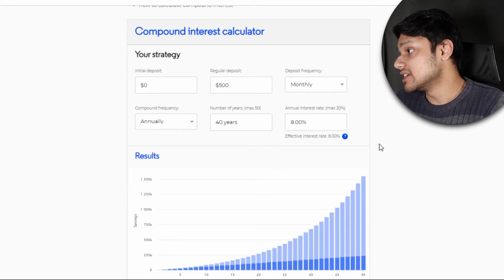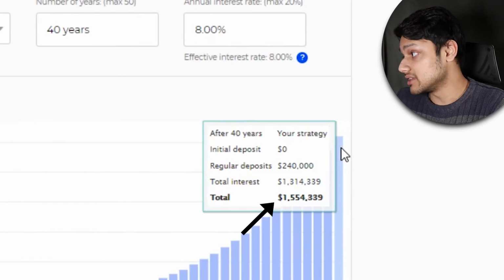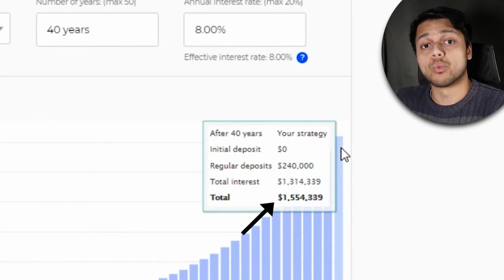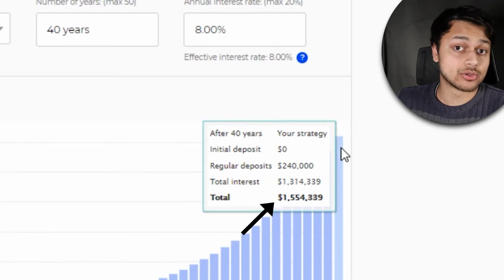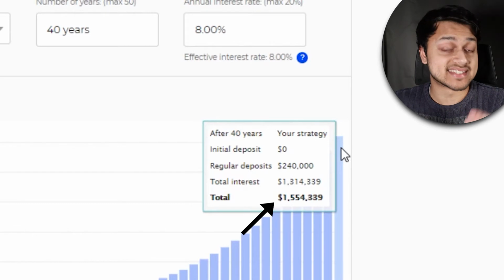And after 40 years, the investment amount starts to look so much better. We can see that at the 40th year, the investment turns into 1.5 million. Now that's starting to look a lot more attractive to us because now it's actually looking towards a 7-figure figure.